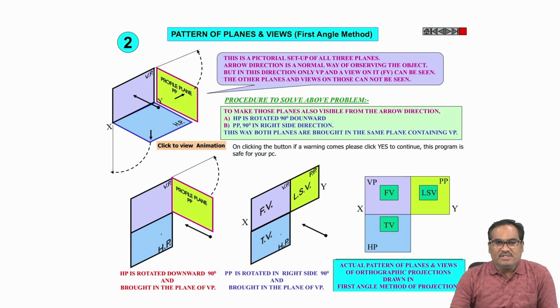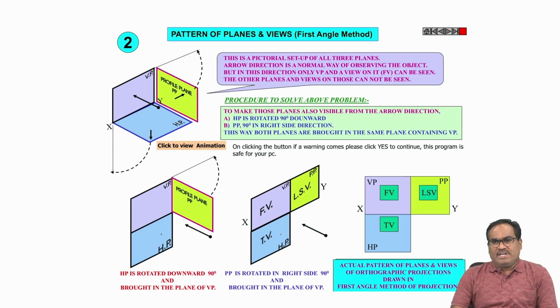Go to the next slide. Look at this view, where you can clearly see the profile plane, horizontal plane and vertical plane. In orthographic projections there are two types: first angle projection and third angle projection. Mostly in India we use first angle projection, so in this entire lecture I'll talk only about first angle projection.